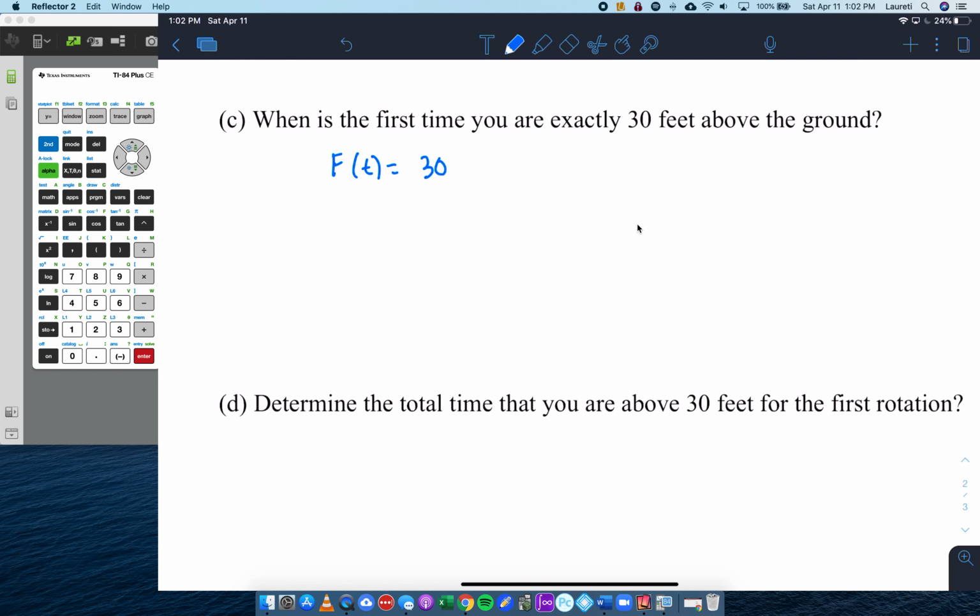Okay, so t is 2.455 seconds to reach 30 feet above the ground.